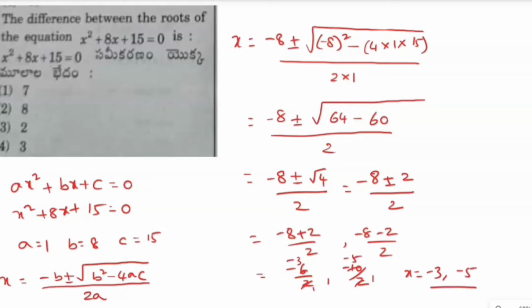We want to find the difference. So the difference of the two roots is minus 3 minus minus 5. Minus into minus is plus, so minus 3 plus 5 is 2. So the answer is 2. Option 3 is correct.